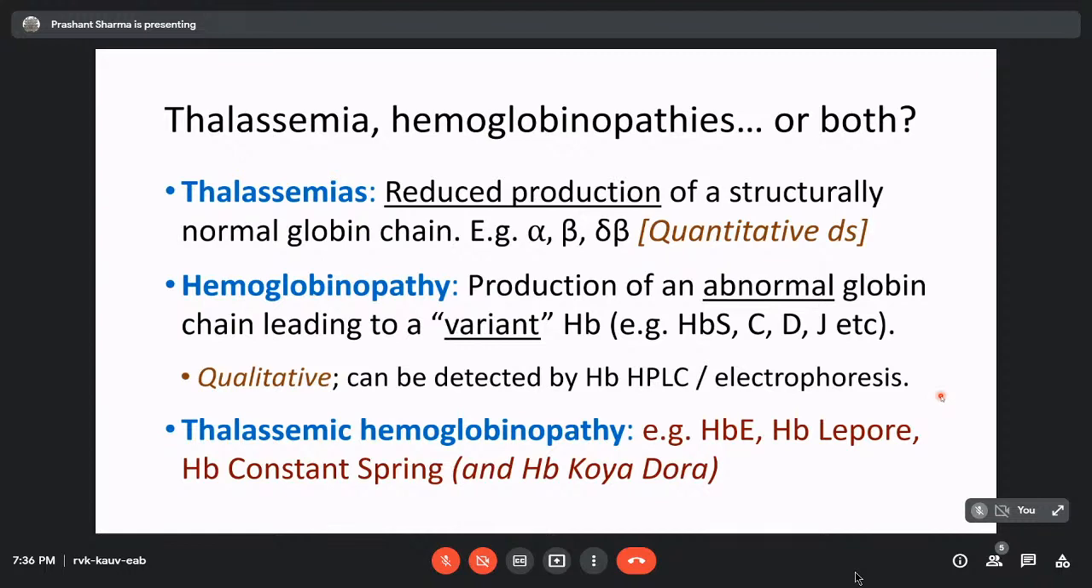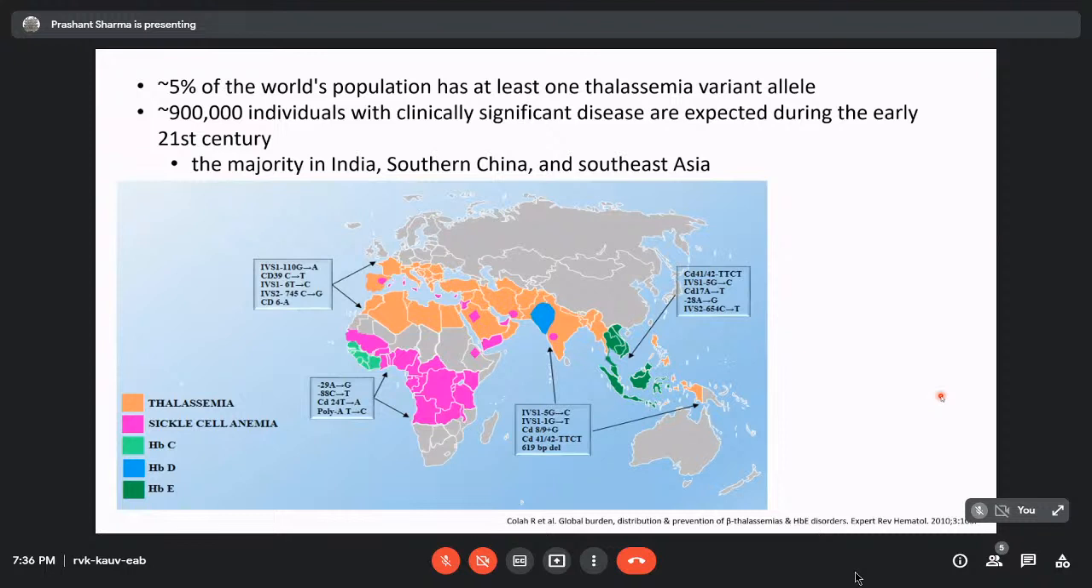Now, these disorders together are extremely common if one takes into account the heterozygous state. According to one respectable estimate, about 5% of the world's population has at least one thalassemia variant allele. So when you have 5% of the population walking around as heterozygotes, they're going to be marrying each other and you will begin to get compound heterozygotes as well as homozygotes. In the early years of the 21st century, we expect just short of 1 million individuals with clinically significant disease to be born. And believe it or not, the majority of these are likely to be in the hugely populous South Asia as well as southern China regions of the world.